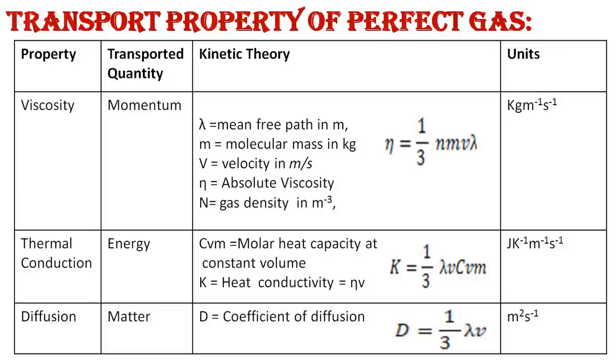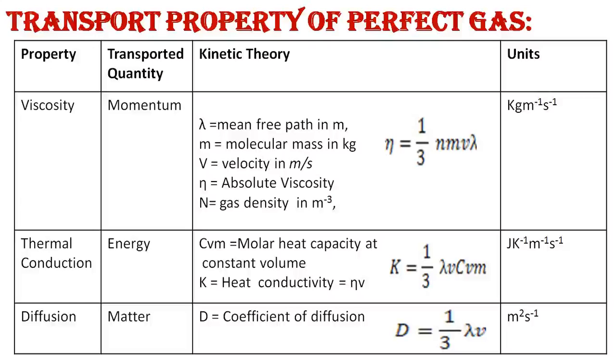Absolute viscosity is equal to 1/3 n m λ v. Here λ is the mean free path, m is the molecular mass in kg, v is the velocity in meters per second, and n is the gas density per cubic meter. The second one is thermal conduction: K = 1/3 λ v n C_vm, where C_vm is the molar heat capacity at constant volume and K is the heat conductivity, denoted in joules per Kelvin meter second.